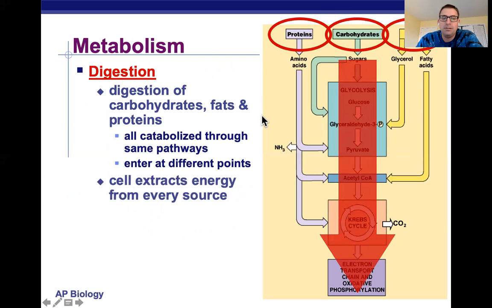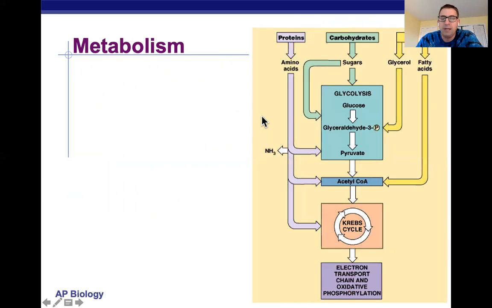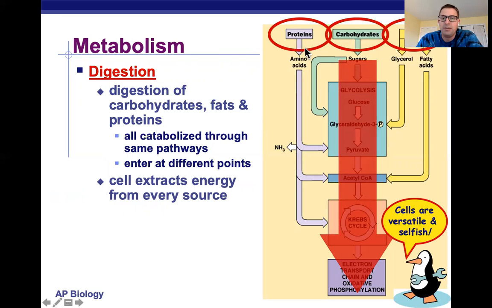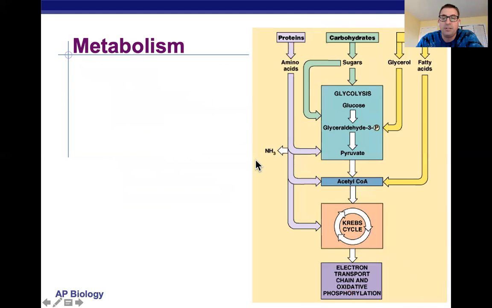So the cell is going to get energy from every possible source here. We talked about the amino acids having the amino groups removed, and then depending on what's left, they can enter into glycolysis. They can enter as acetyl-CoA, or they can be converted into one of the intermediates of the Krebs cycle. And with fats, we talked about glycerol being converted into G3P, and the fatty acids broken into 2 carbon fragments and entering as acetyl-CoA. So all these different molecules are catabolized and then enter our cell respiration pathway at different points.